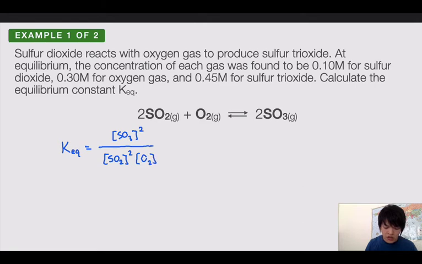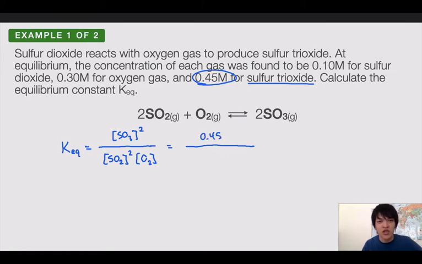And since the oxygen gas does not have a coefficient, or it has a coefficient of 1, we don't have to write to the power of anything here. It's just going to be to the power of 1, which is nothing. Okay, so now we just plug in the numbers. As long as you know what the numbers are from the problem, you would be able to plug it in really easily. So for the top, for sulfur trioxide, the concentration is right there, 0.45.